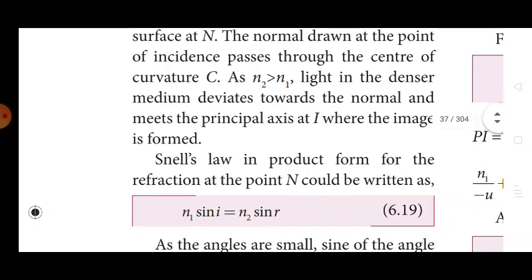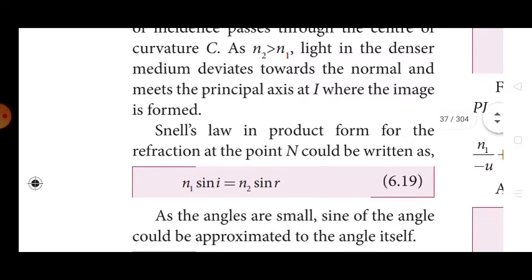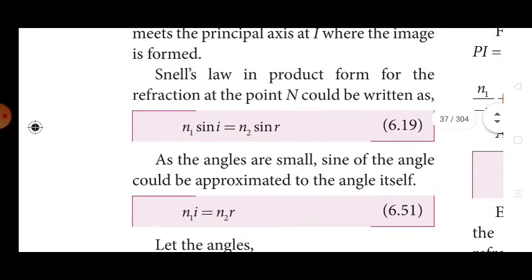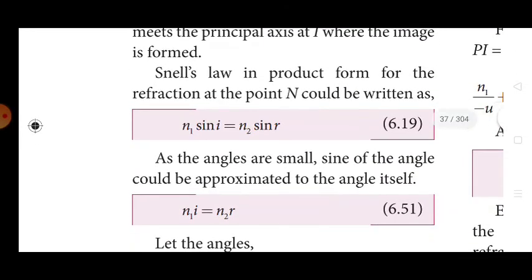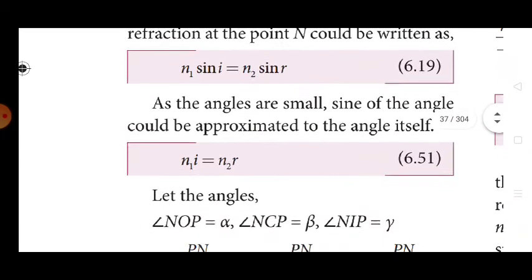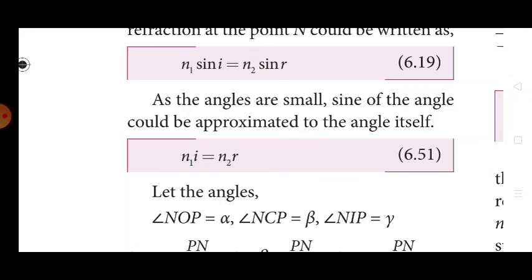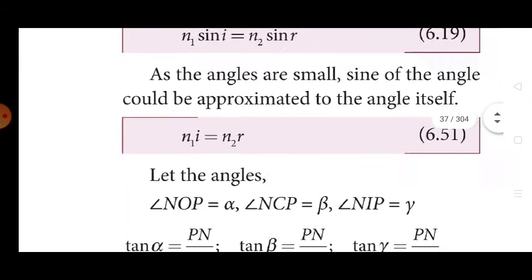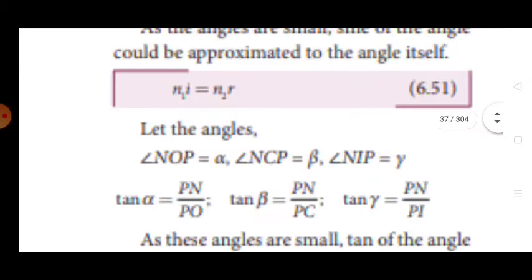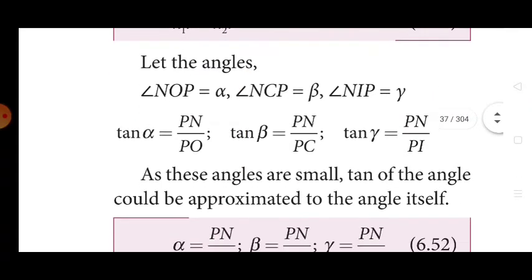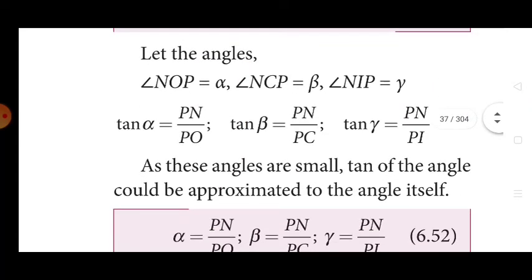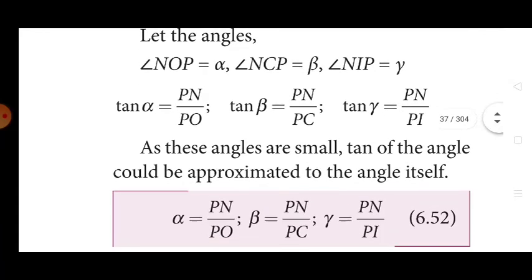Snell's law for the refraction at point N could be written as n1 sin i is equal to n2 sin r. As the angles are small, sine of the angles could be approximated to the angles themselves. So n1 i is equal to n2 r. Let the angles NOP be alpha, NCP be beta, NIP be gamma. So we get tan alpha is PN by PO, tan beta is PN by PC, tan gamma is PN by PI.